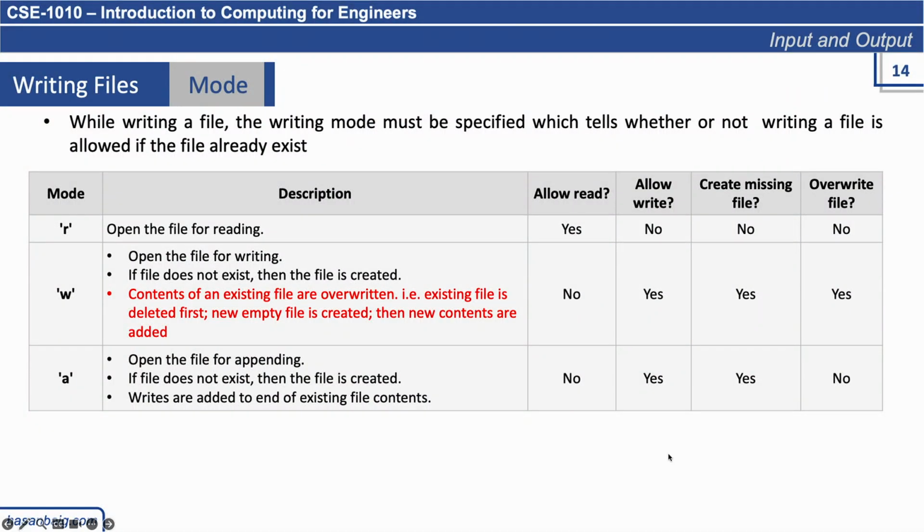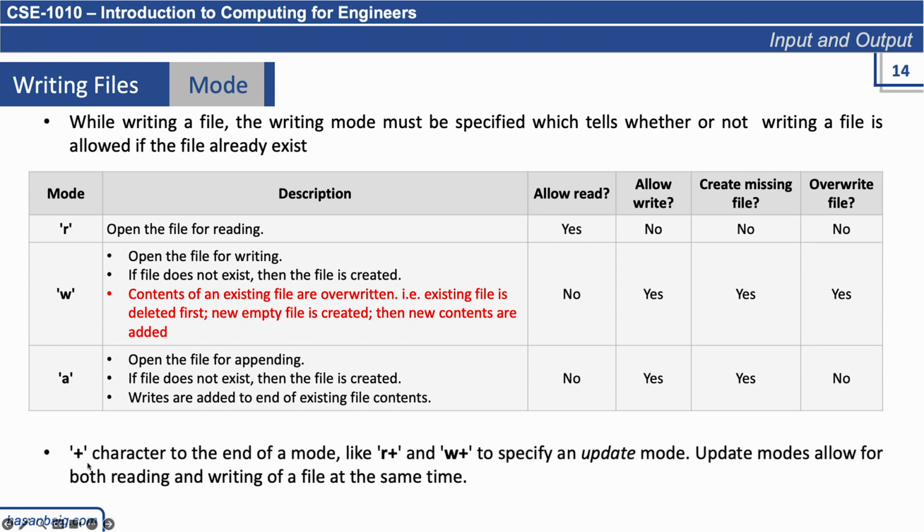So this is how we write. We can read, but sometimes you need to read the file also to write the contents. So what you can do, you can add a plus character to the end of a mode. Okay, so like R plus or W plus to specify an update mode. So update mode allows for both reading and writing of a file at the same time. So if you have to read the contents, you should be using R mode, and if you have to write the contents also, you should be using R plus.